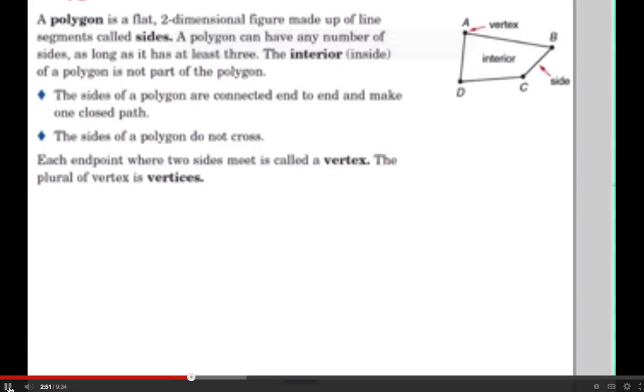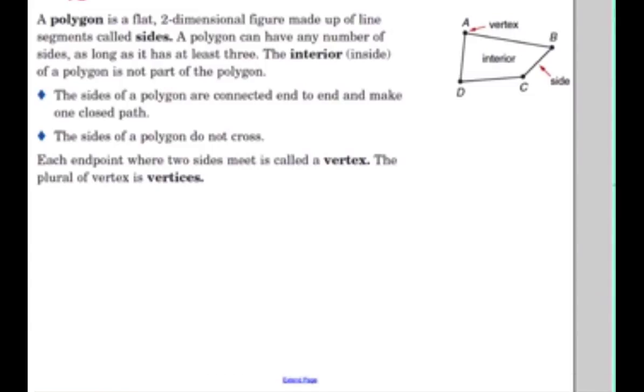Today we're going to talk about polygons. All of this is information that you should already know, but probably it's not quite sharp in your mind. So let's take a look at everything about polygons.